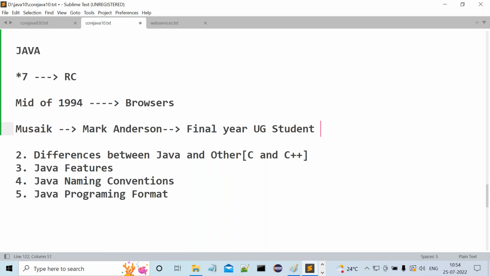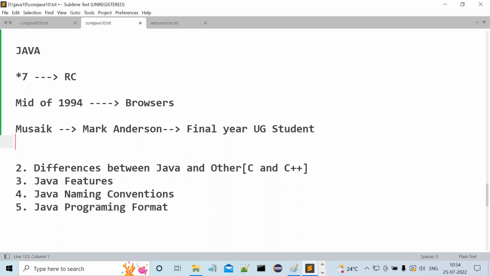To prepare this browser, Marc Andreessen took $6.25 per hour. Even that concept was also provided by Sun Microsystems. You can understand it clearly. So in the mid of 1994, this browser is getting more demand. This is the more famous browser outside.